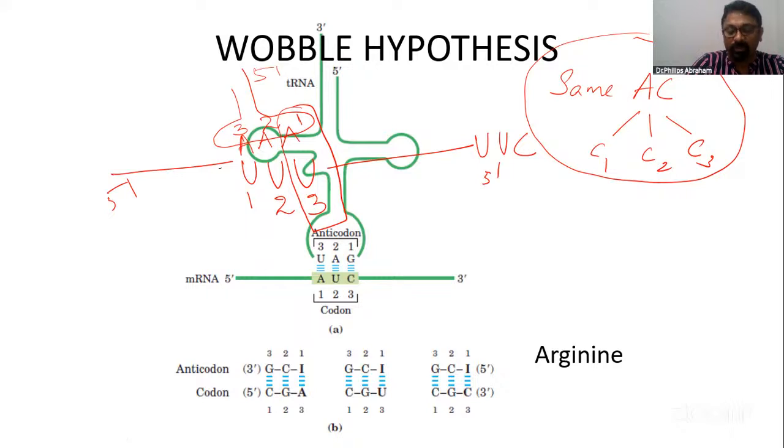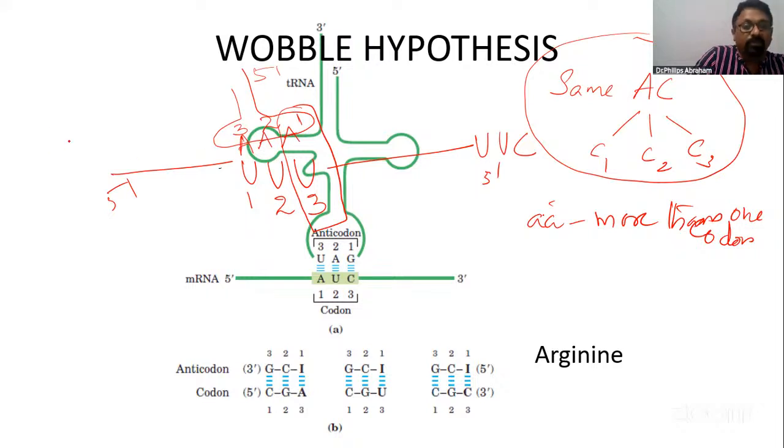Because of which, several amino acids have more than one codon. In other words, degeneracy of codon. So degeneracy of codon is explained by the wobble hypothesis. That's what you should know. Degeneracy, or degenerate, that property is explained by the wobble hypothesis.